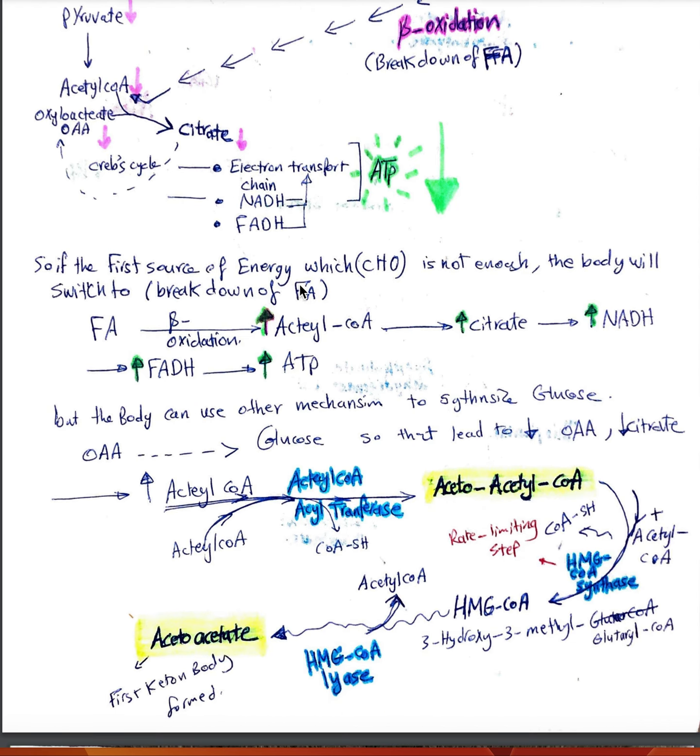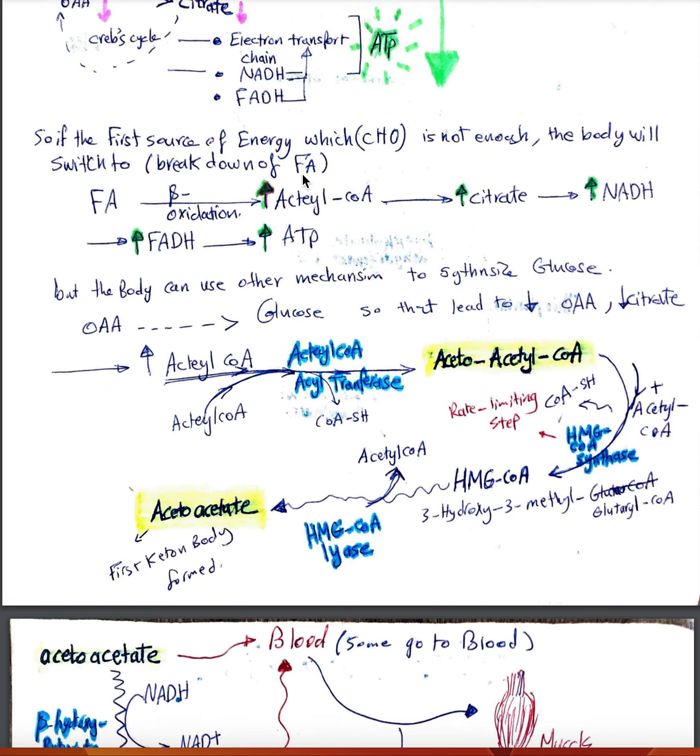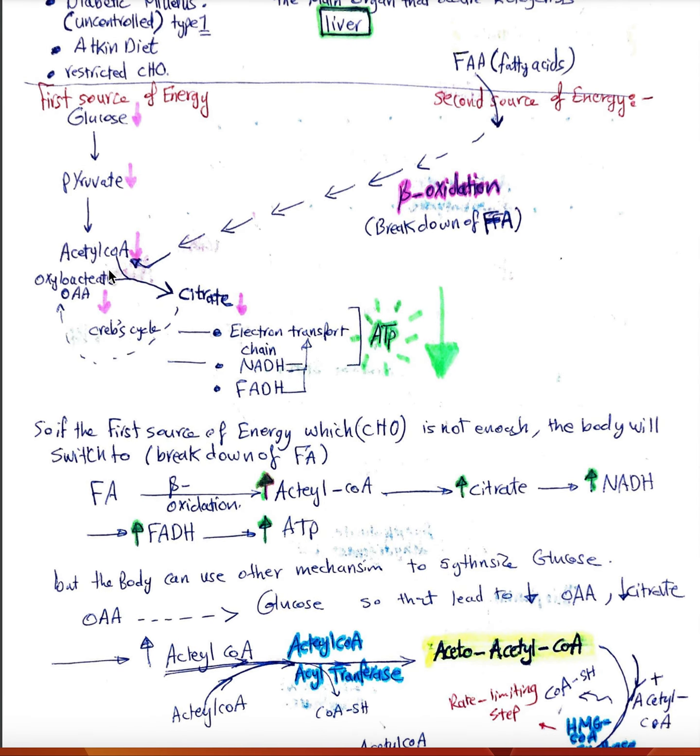If the first source of energy, which is carbohydrate, is not enough, the body will switch to breaking down free fatty acids. So we have the free fatty acid by beta oxidation that leads to the formation of acetyl coenzyme A, citrate, NADH, FADH, and the production of ATP. But the body can use another mechanism to synthesize glucose. It may use the oxaloacetate to produce glucose, but with time that leads to a reduced amount of oxaloacetate and citrate, because you can see here that there is also oxaloacetate.